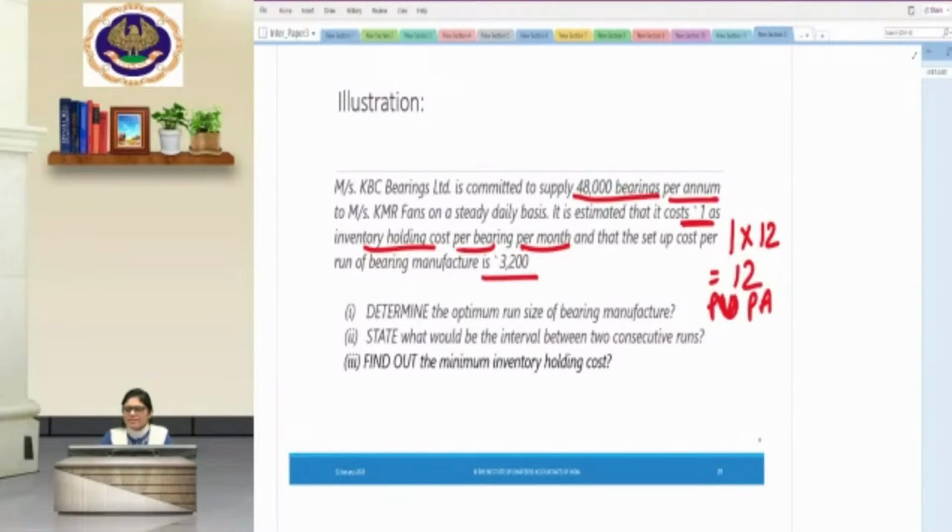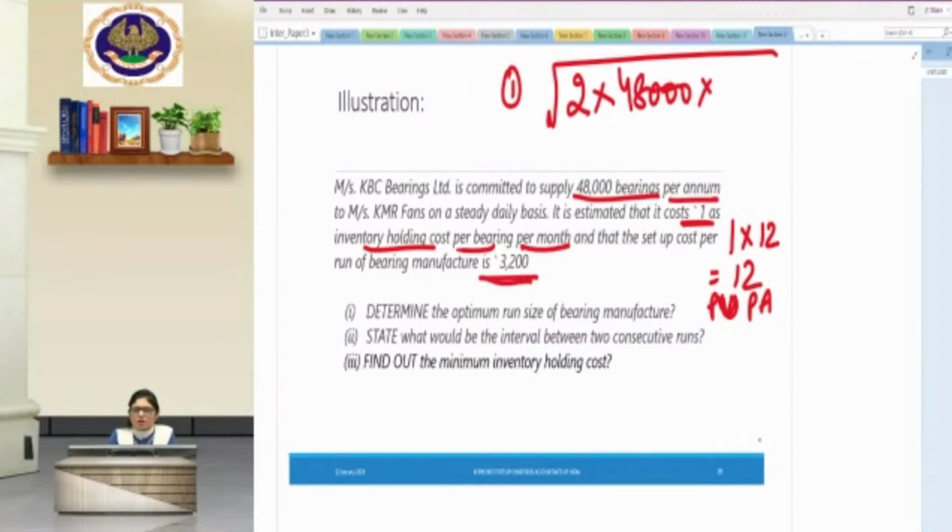So for the optimum size, I think you can calculate how you will calculate the optimum size. 2, the fixed multiple, into annual demand, which is 48,000. Setup cost per batch is given. It's not per unit, again I'm repeating. Divided by inventory carrying cost per unit per annum, which is 12. ₹1 is per unit per month, you need it per annum. Can you calculate the optimum run size, please? Can anybody calculate the optimum run size?